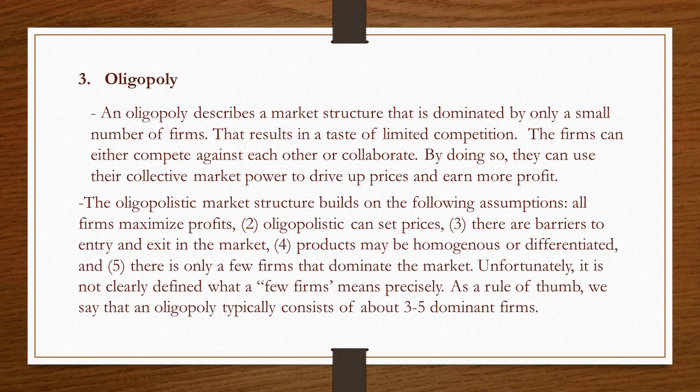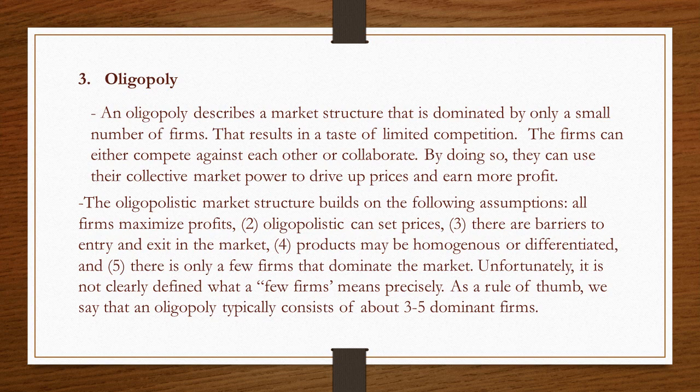Now, number three, oligopoly. So, an oligopoly describes a market structure that is dominated by only a small number of firms, which results in a state of limited competition. The firms can either compete against each other or collaborate, and by doing so, they can use their collective market power to drive up prices and earn more profit.